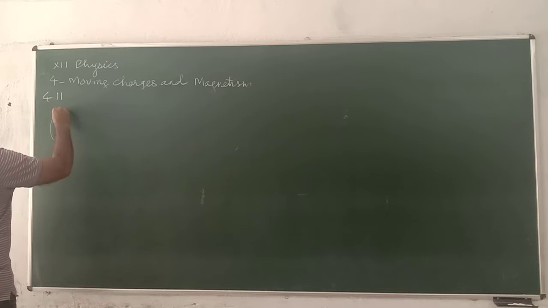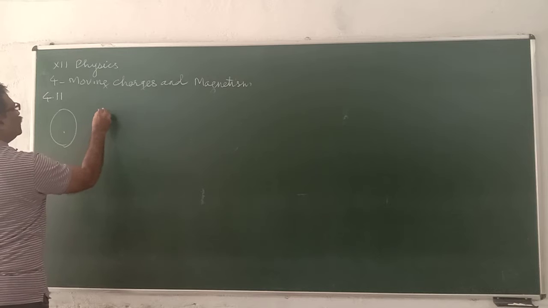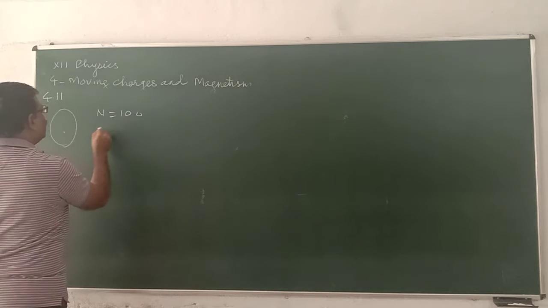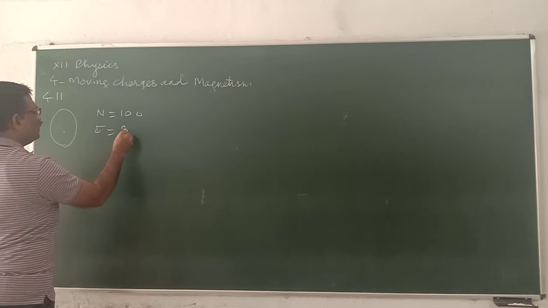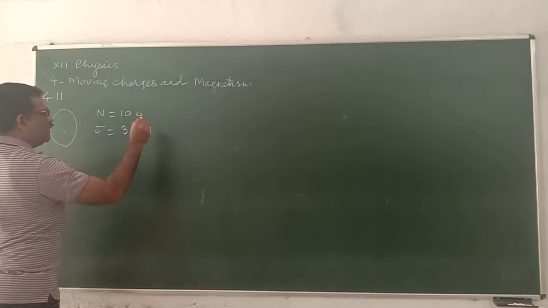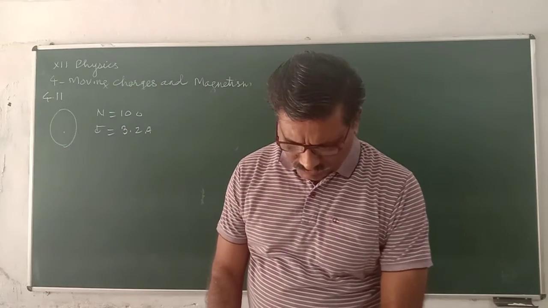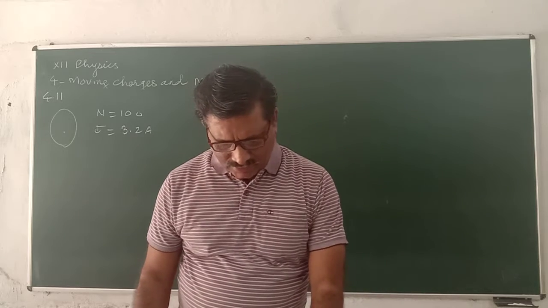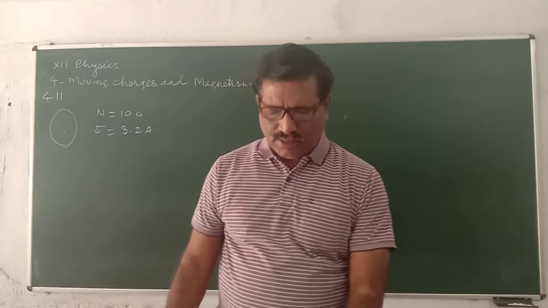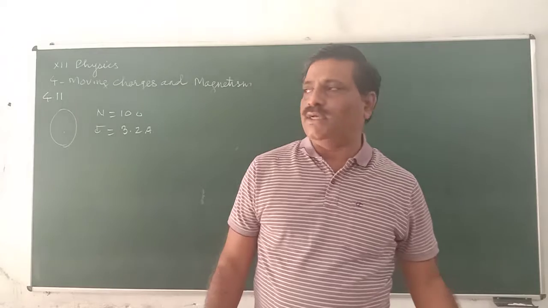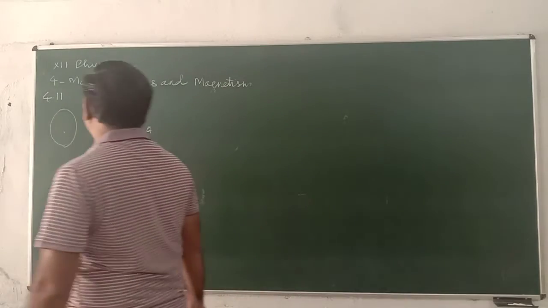It is a circular coil. Number of turns are 100. It is carrying current I, 3.2 ampere. What is the field at the center of the coil? Let us discuss this much part. What is the field at the center of the coil?